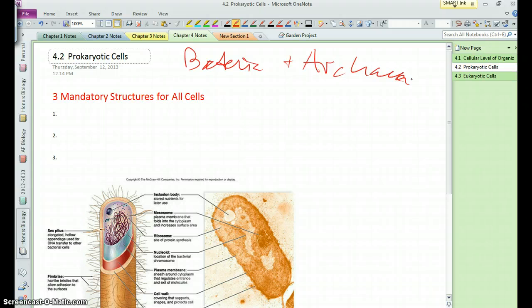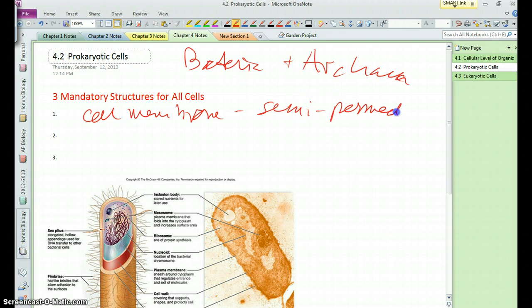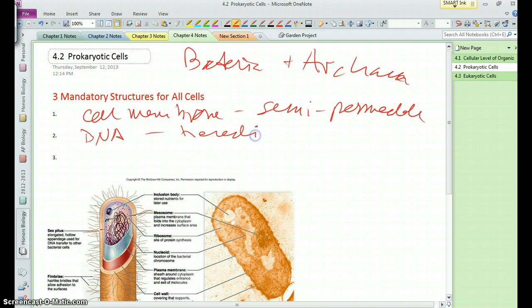Now, what do all cells have? Well, they're all going to have a cell membrane, which you want to remember about a cell membrane, regardless of what kind of organism it is. It's going to be semi-permeable. Its job is to control what gets in and out of the cell. All cells are going to have some DNA, regardless of whether or not they have a nucleus. And of course, the DNA serves as the hereditary material.